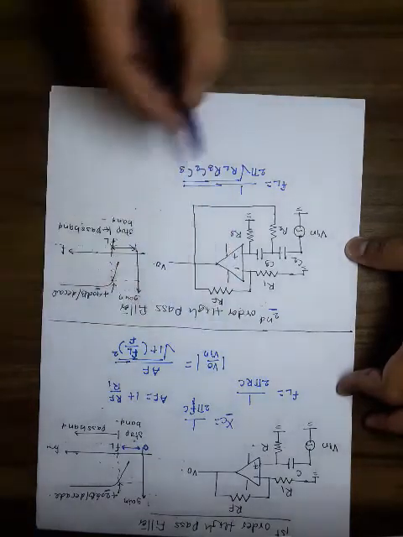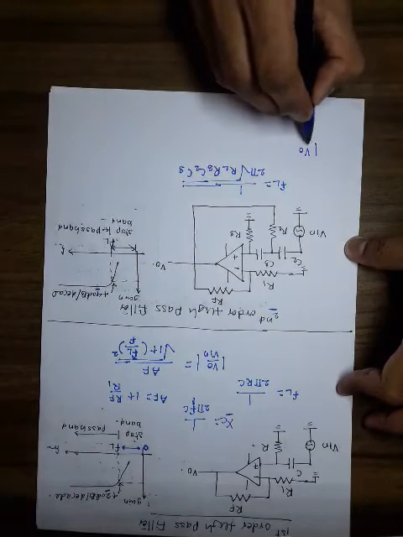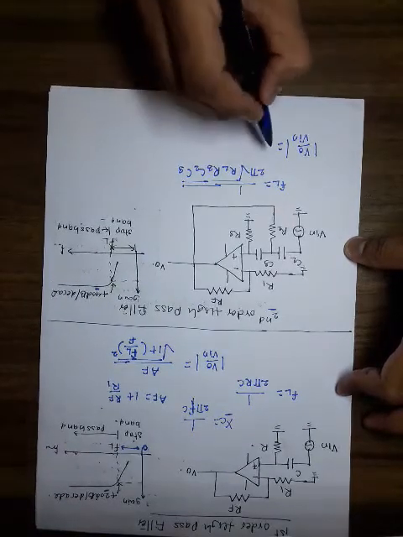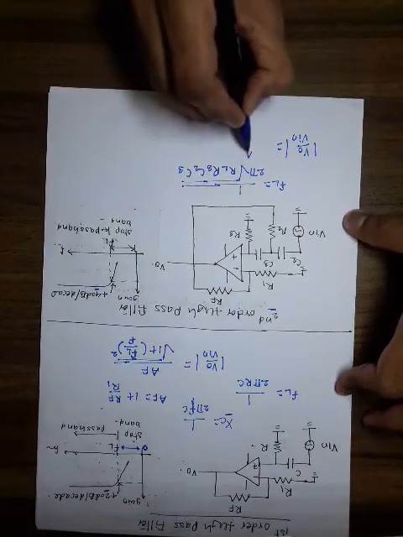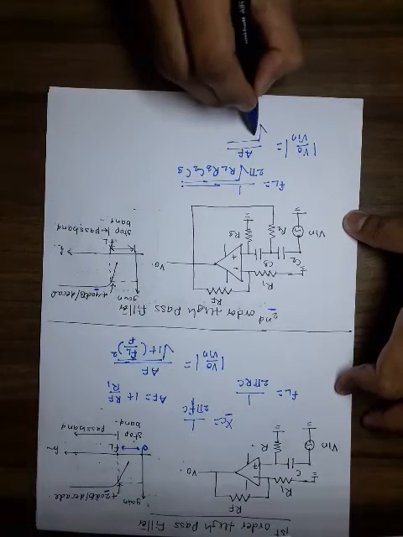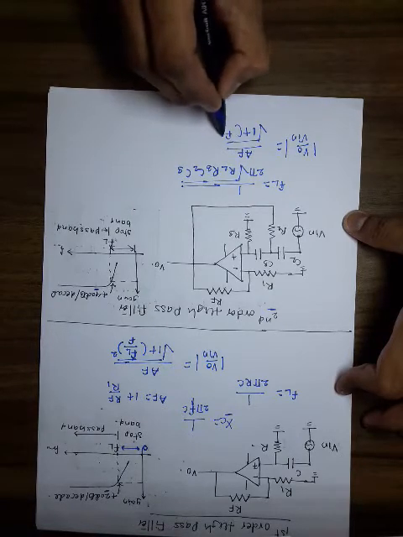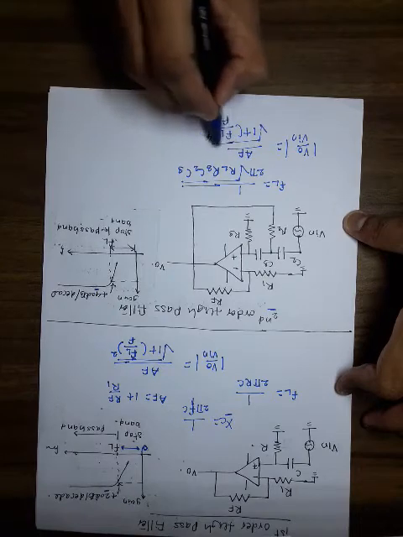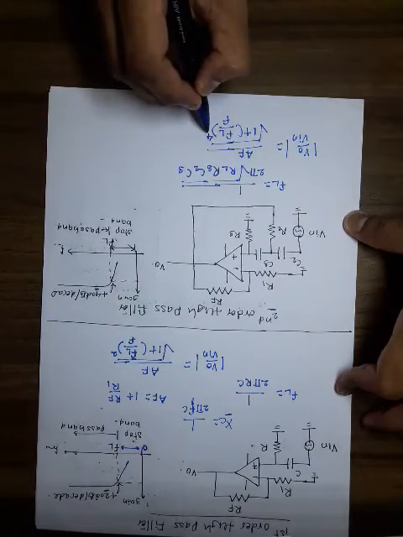Then this ratio, V0 upon Vin, the voltage gain magnitude ratio for second order filter, equals AF upon under root of 1 plus bracket FL upon F bracket raised to 4. This is for second order.